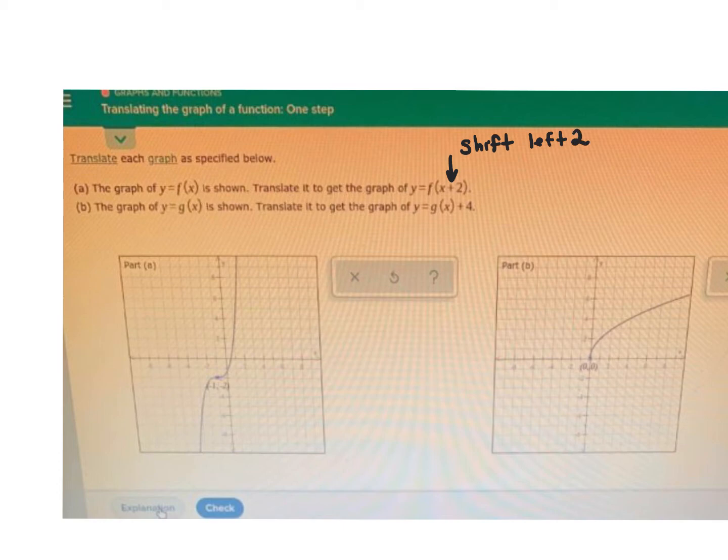So essentially, we're going to take all the x values and we're going to subtract 2 from them because that's going to move everything to the left. X is left, right, and y is up, down.